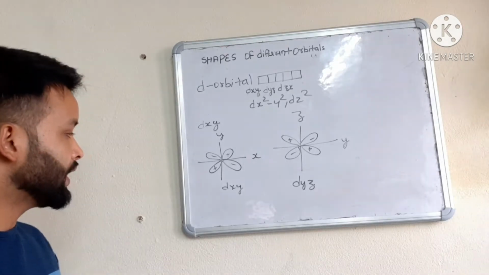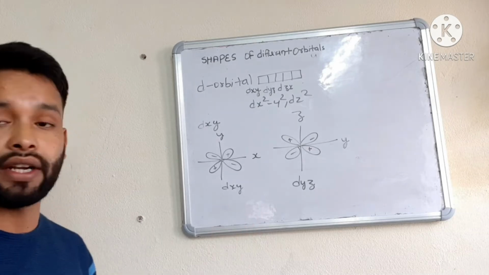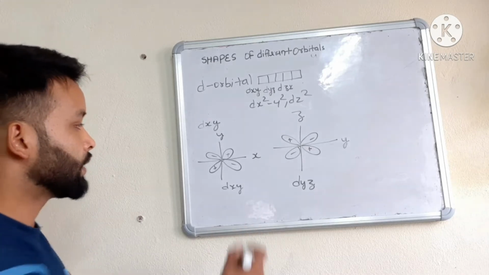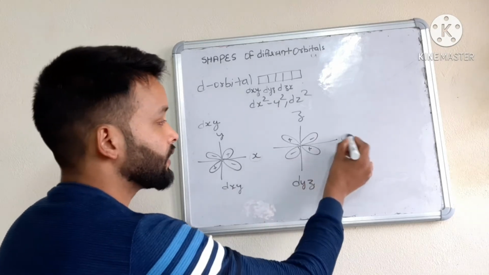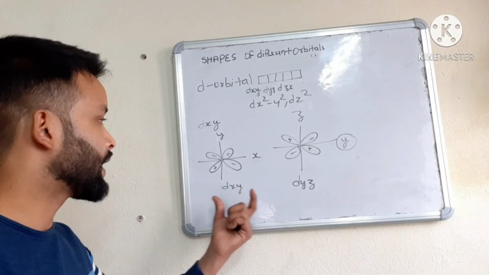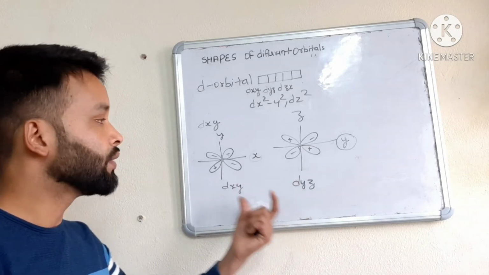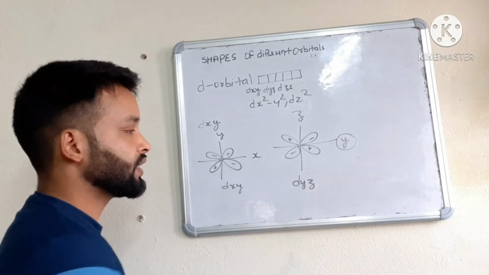Now you will say dxy and dyz orbitals are entirely the same. No, the major difference: this is my x-axis, and I changed the axis from x to y. This is my y-axis. This is the difference I'm talking about. These diagrams look the same in appearance, but in general they are very different because I'm changing the axis also.